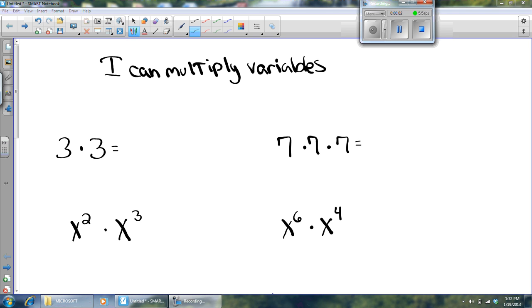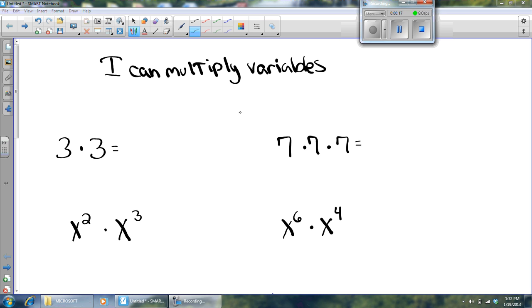Hello, algebra students. Today we are going to learn to multiply variables. All right, so we're going to your I can statement. I can multiply variables. And before we actually do it, we're actually multiplying things with like bases.